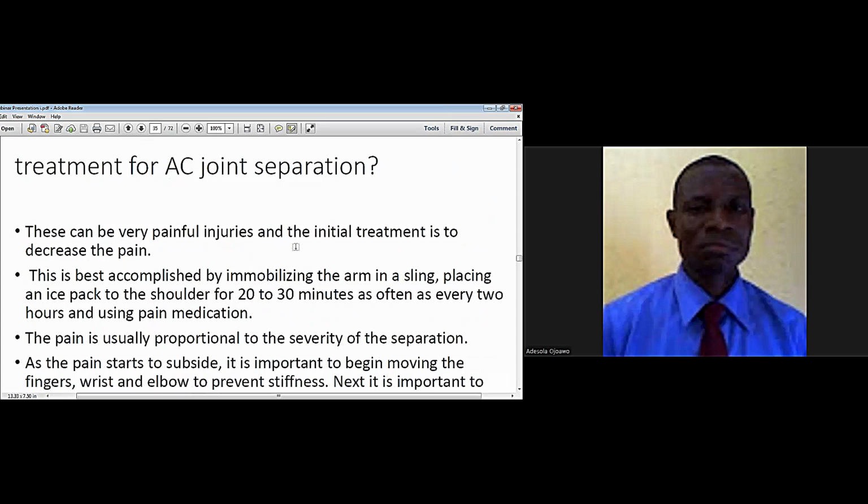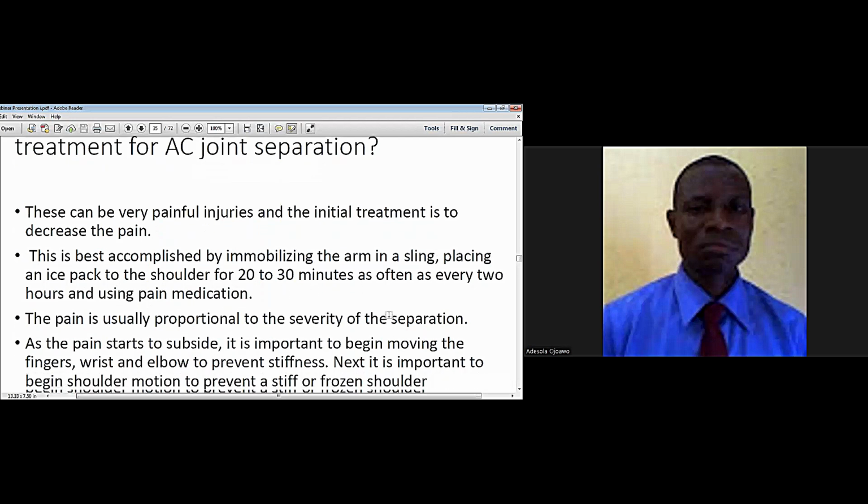I try to put the treatment there. This can be a very painful injury, and the treatment is to decrease pain. This is best accomplished by immobilizing the arm in a sling, placing an ice pack on the shoulder for 20 to 30 minutes, as often as every 2 hours, and using pain medication. The pain is usually proportional to the severity of separation.